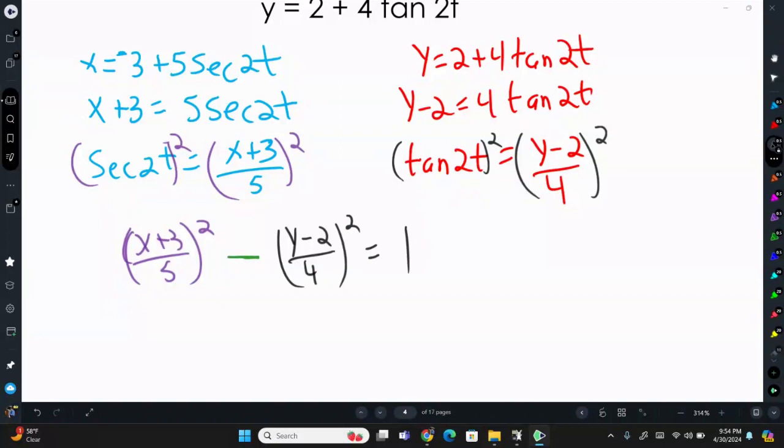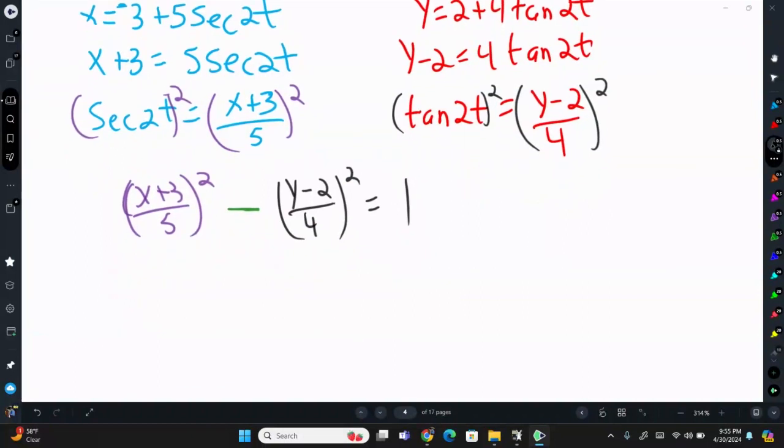You may say, well, why did we have to do that? Remember, the directions are to write it in rectangular form. Well, rectangular form is x and y's in it. We have secants and tangents. So we have to use that identity to convert it to rectangular form.